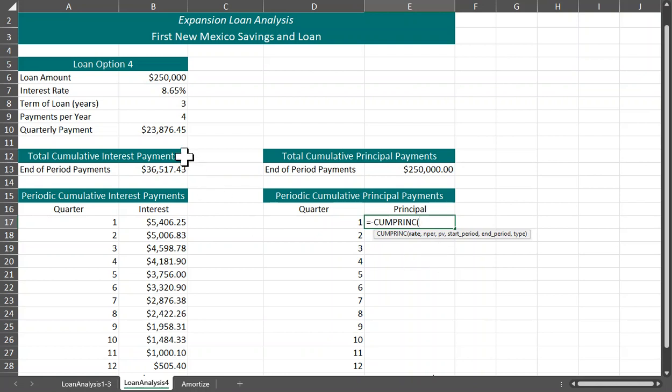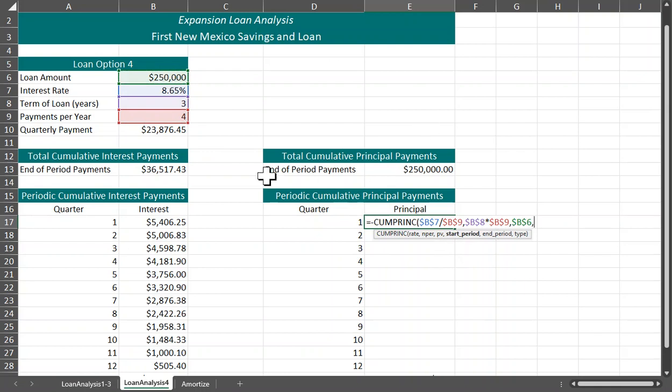So again, remember the function here has the negative outside. So the rate, again, B7 absolute divided by the number of payments per year, which is B9 absolute, comma. The number of periods will be the term of the loan, which is B8 absolute, times the payments per year absolute. If you get some really weird numbers, you haven't made your numbers absolute. The present value is B6, make that absolute. Now we need to know the period.